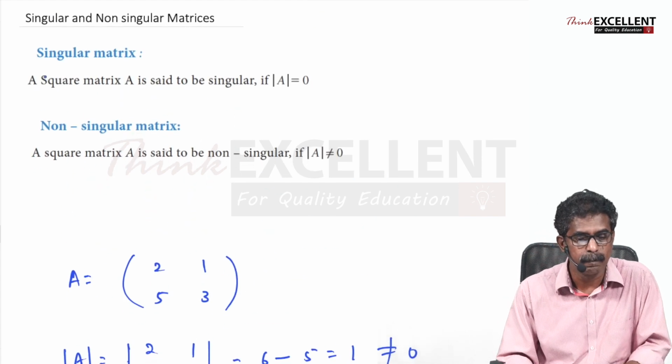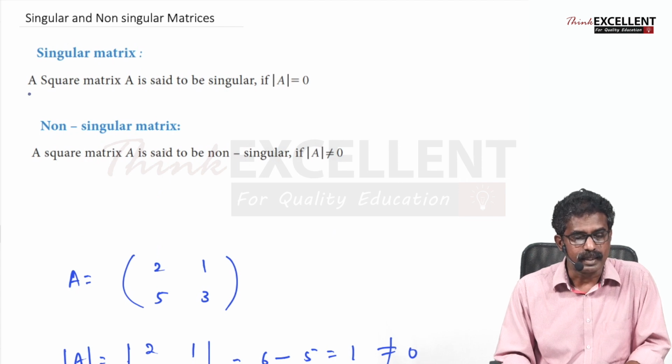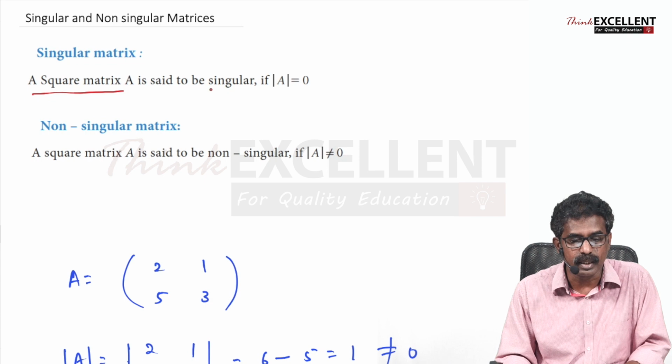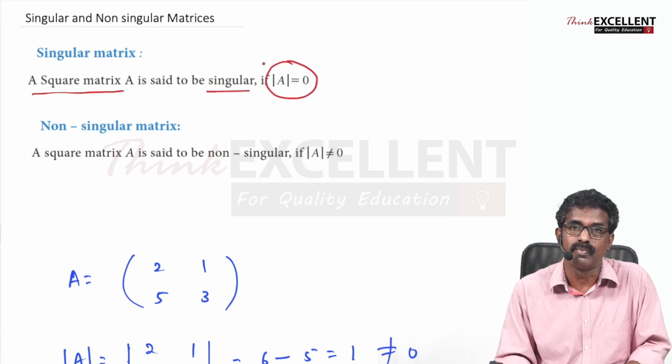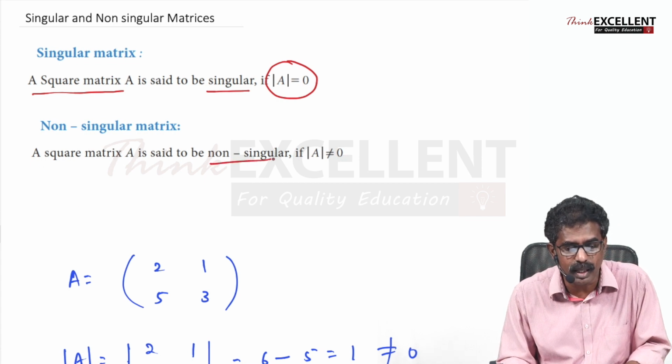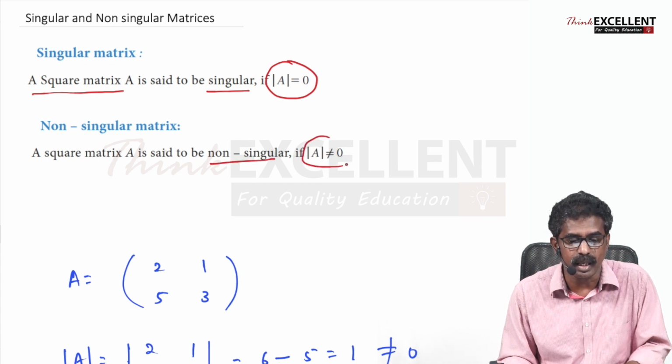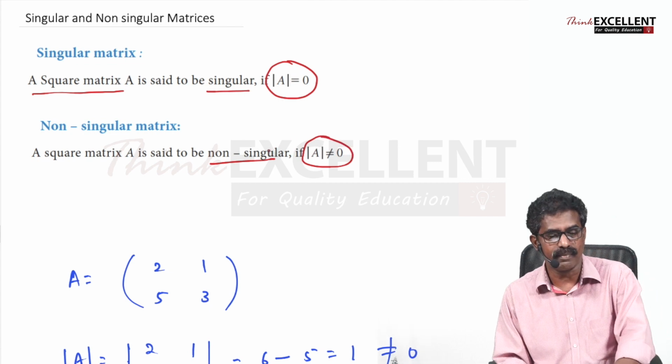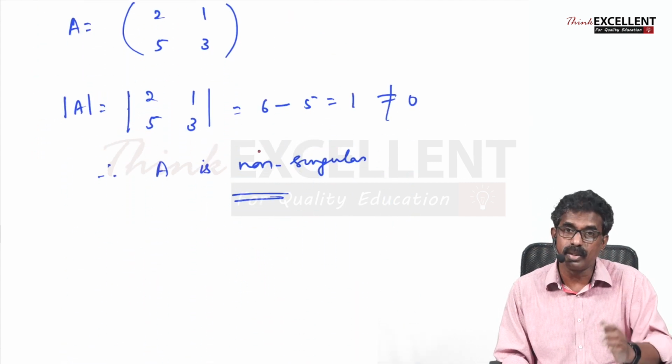See the definition. Singular matrix: a square matrix, it is important. A square matrix A is said to be singular if determinant A equals 0. For singular, determinant A equals 0. A square matrix A is said to be non-singular if determinant A is not equal to 0. Okay, the definitions you study. And here also they'll ask some questions.